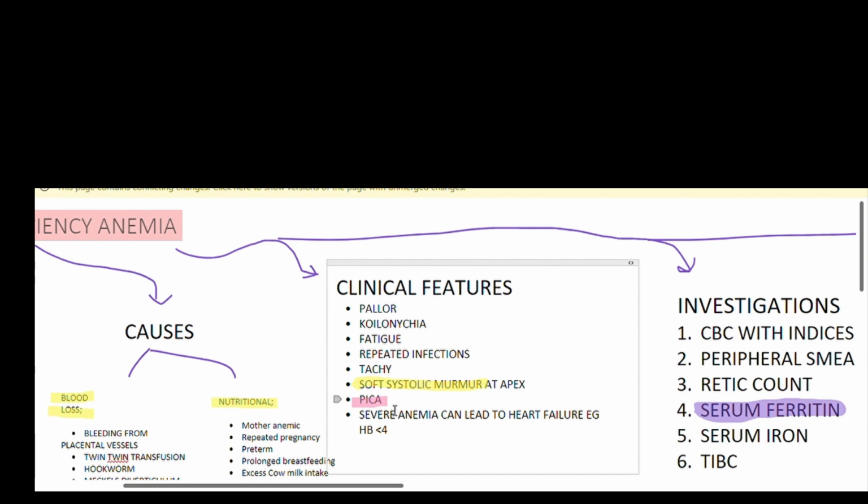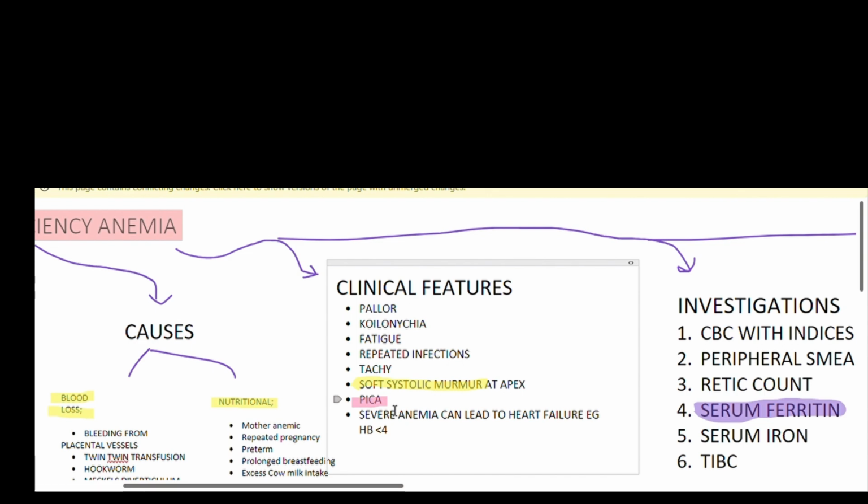Pica. So what actually is pica? Pica is when an anemic patient tends to eat things that are not normal, for example, someone eating clay or cement or matchsticks or even licking the walls. That is termed pica. It is due to iron deficiency anemia.